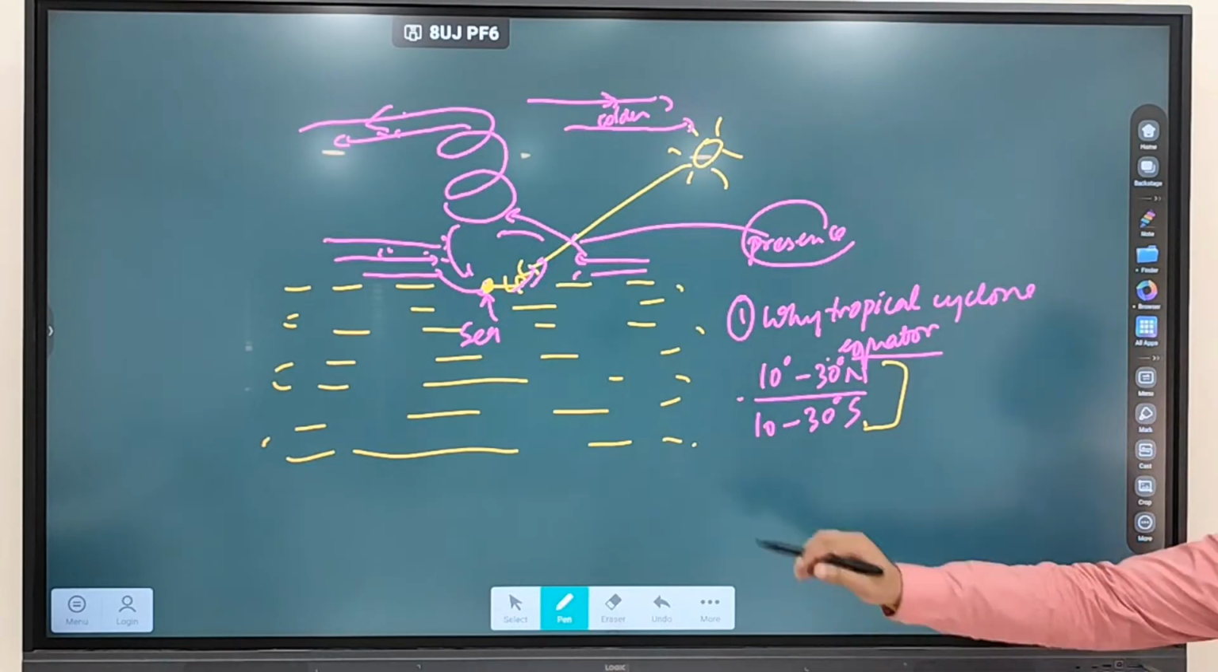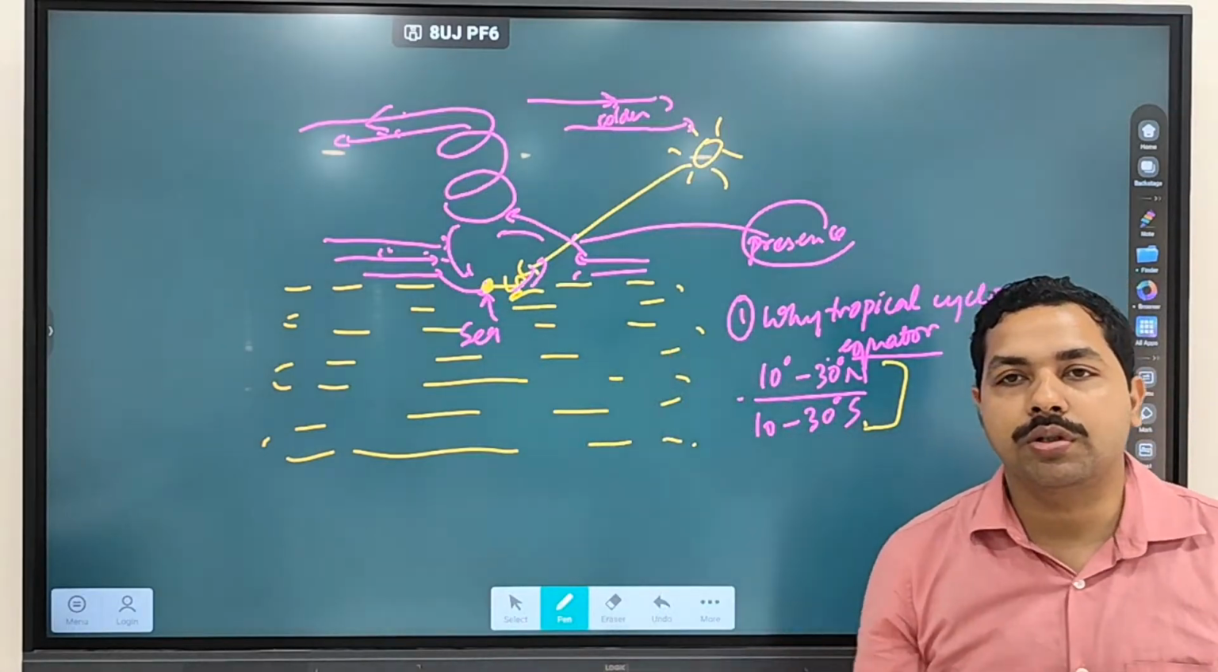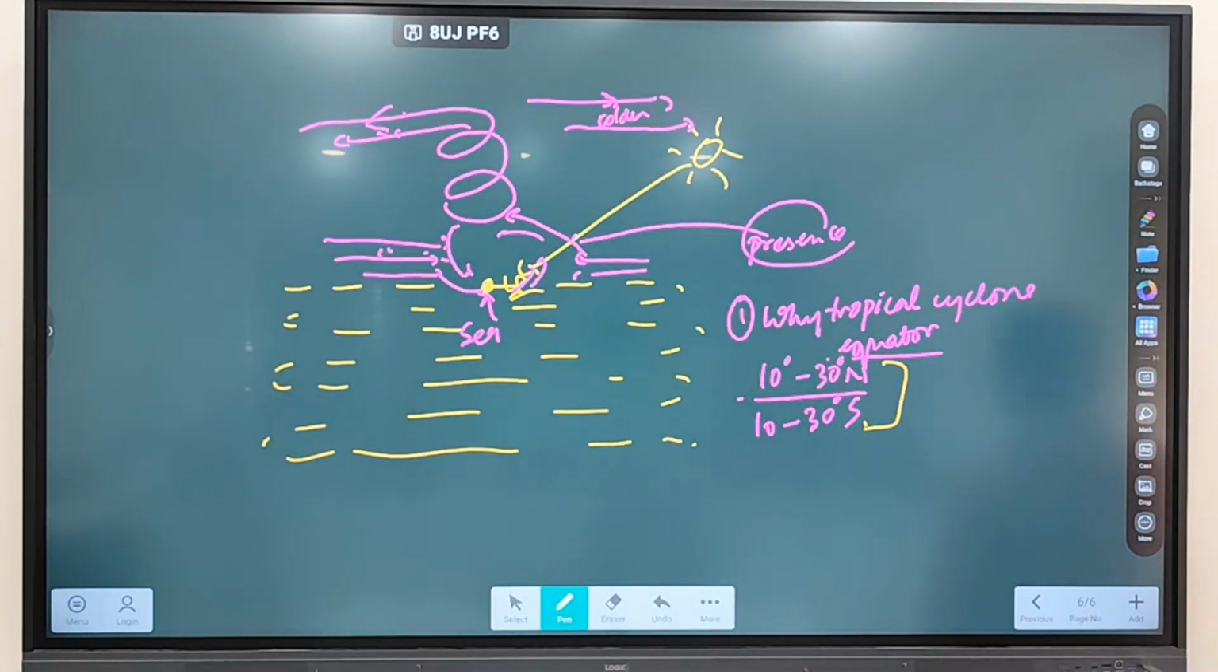Temperature will be high, so more low pressure. More low pressure means what? More chances of formation of tropical cyclone. We discussed we require low pressure. So when you are having more heating, more low pressure will be formed. So why do you see the tropical cyclones are not occurring in the equator region?